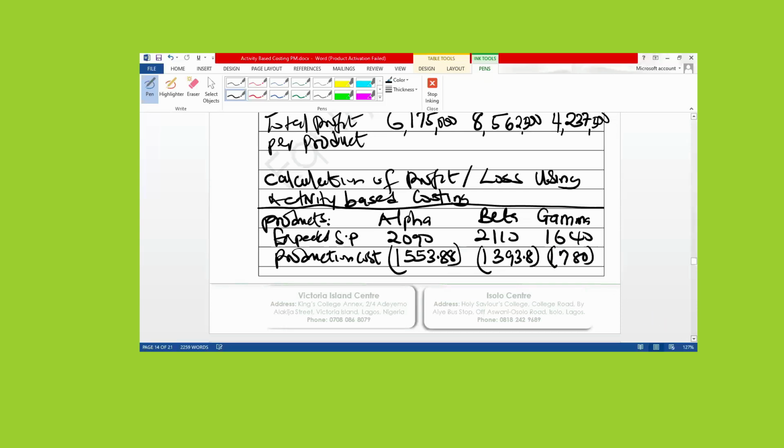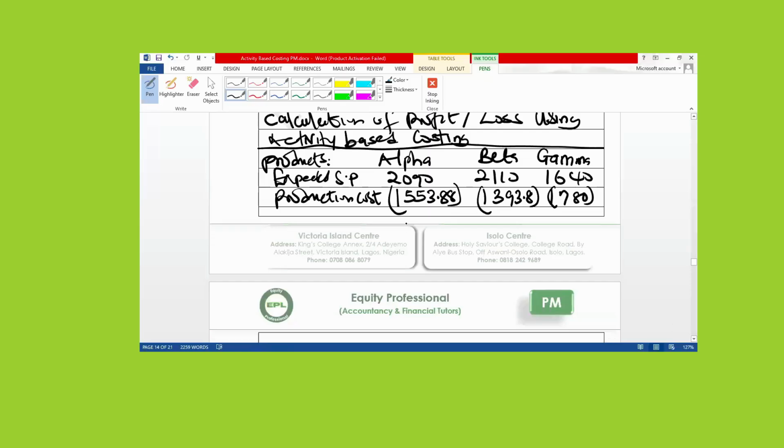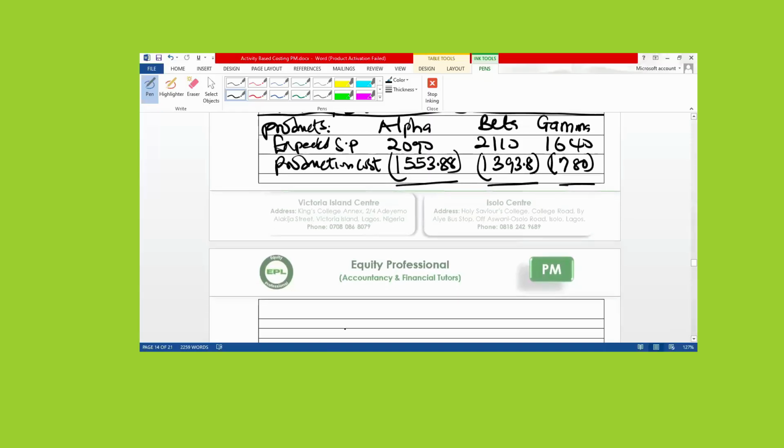Now get your profit or loss per unit: selling price minus cost price. For Alpha, 536.12. For Beta, 716.2. For Gamma, a loss of 140.